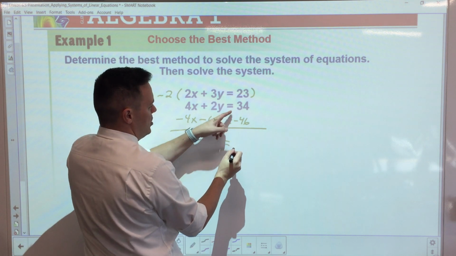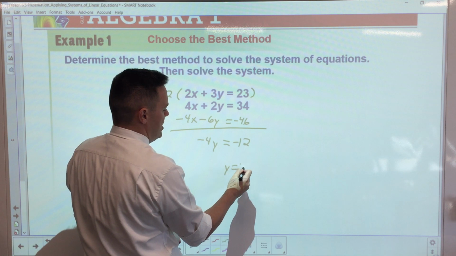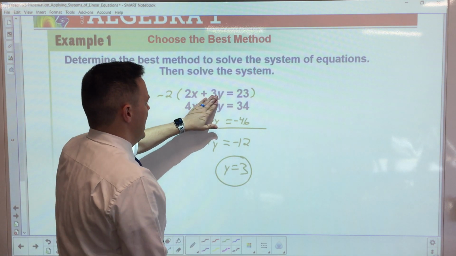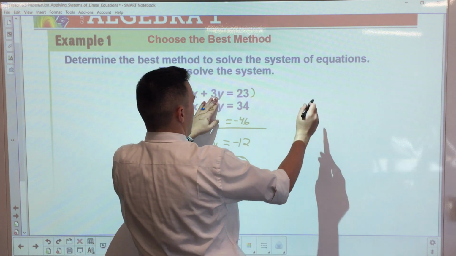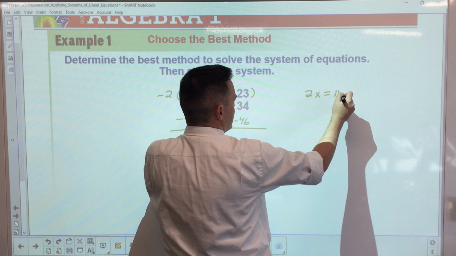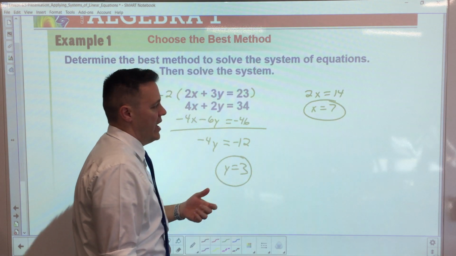-4y equals -12. Divide, y equals 3. Then you can plug the 3 back in. I know that's 9. So 9 minus 23 would be 2x equals 14. And so x equals 7. All right, so there are my values.